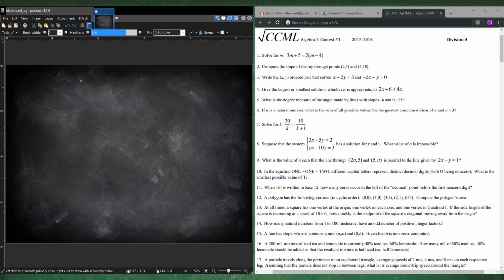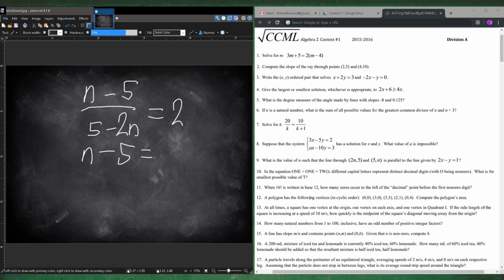So n minus 5 is the change in y, and the change in x is 5 minus 2n, and that is equal to 2. So we get n minus 5 is equal to 10 minus 4n. Add 4n to both sides, so you get 5n is equal to 15, and n is equal to 3. So the answer is just 3.